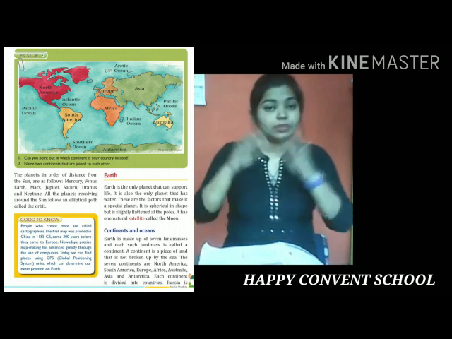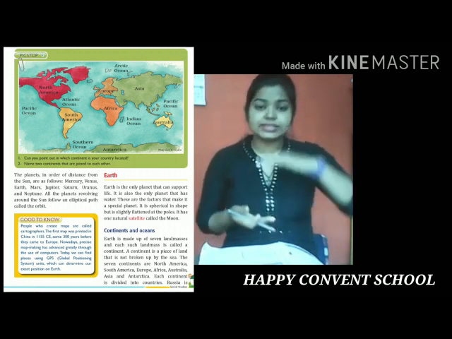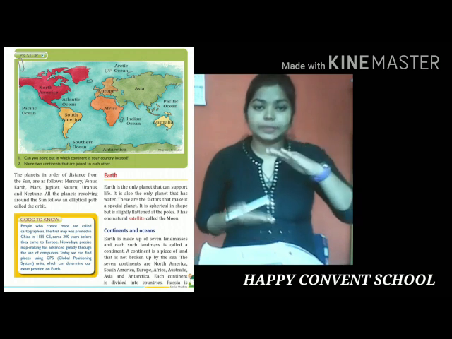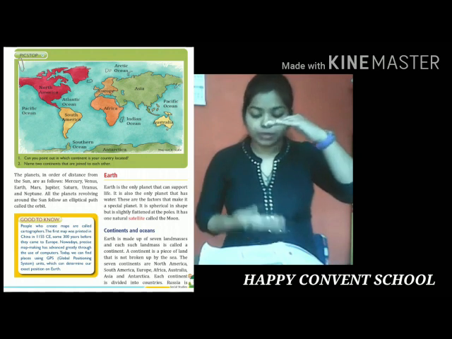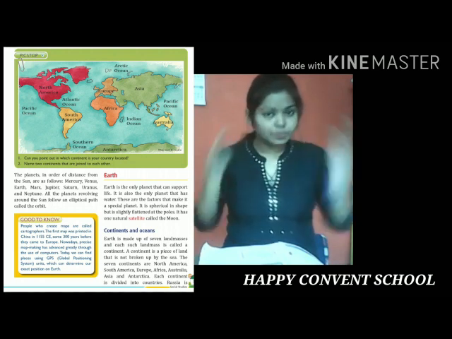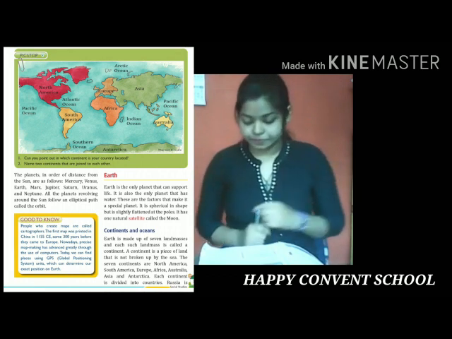And as we know, the shape of the Earth is spherical, like a circle, but it is slightly flattened. Flattened means the surface will be flat at the two poles, North Pole and South Pole. So it is spherical, but at the poles it is a little bit flattened.